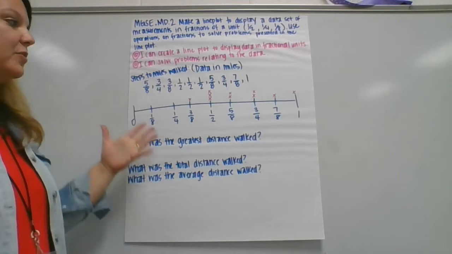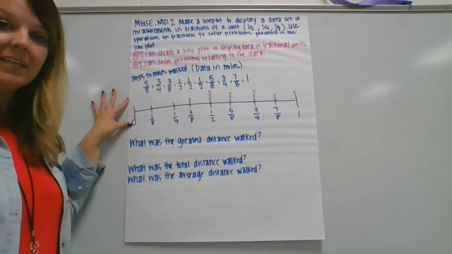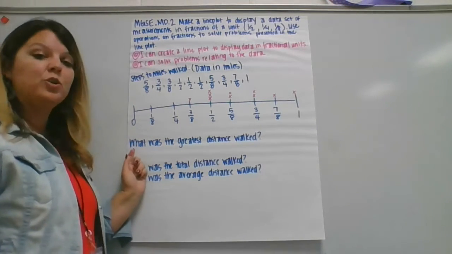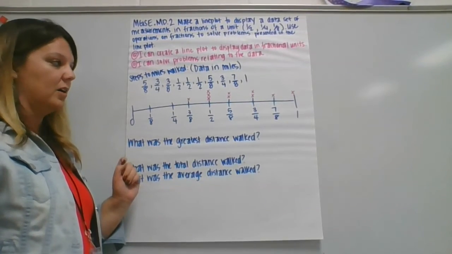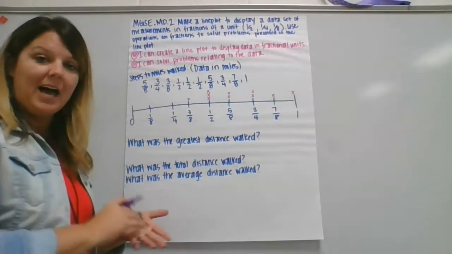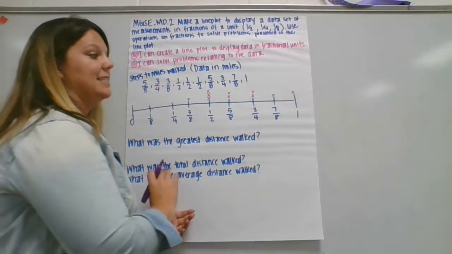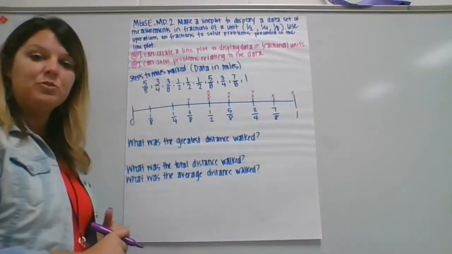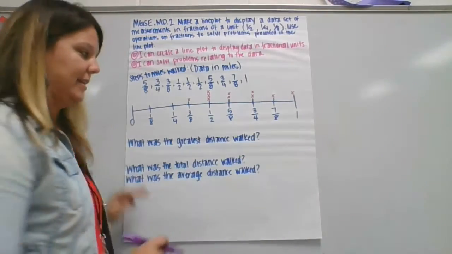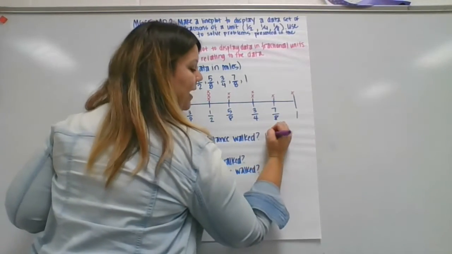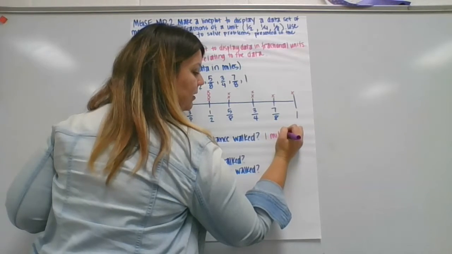So then I also need to be able not only to create a line plot, but to answer questions about the line plot. So what is the greatest distance walked? So looking at the line plot, I'm looking for the greatest distance. This is in miles. The greatest distance is right there at the 1 because that's the highest value on my line plot. So I'm going to put 1 mile.